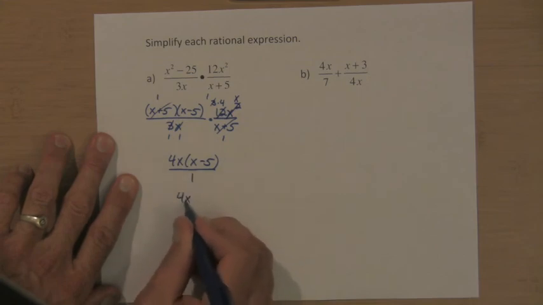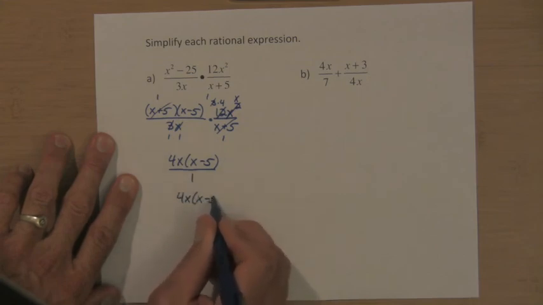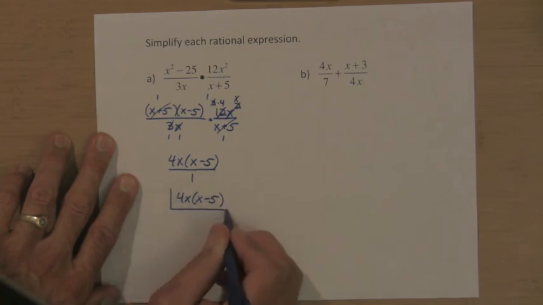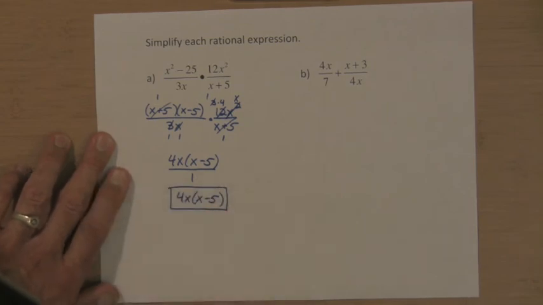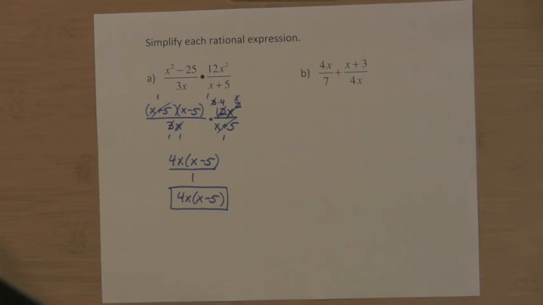So it's simply going to be 4x times the quantity x minus 5. I'll leave that in this form. If you want to multiply it through, that's up to you. But that's the simplest form of that problem.